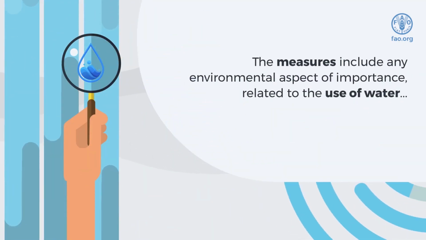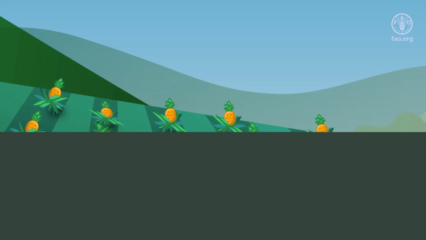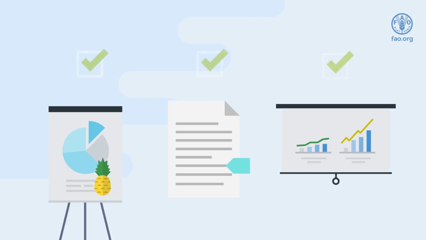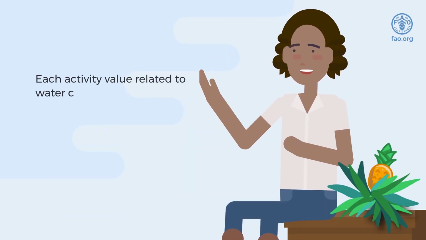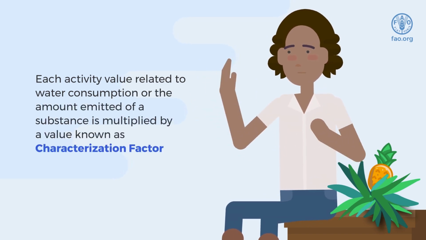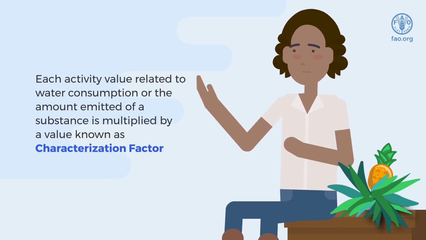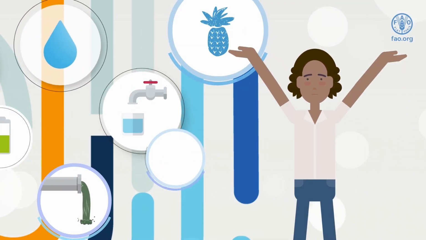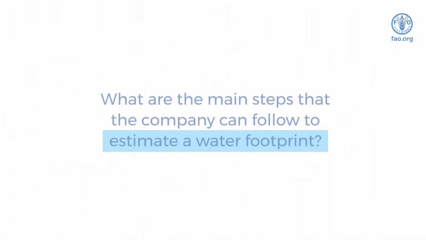The measurements will include any important environmental aspect related to the use of water in pineapple production, both in the field and in the packing house. Each activity value related to water consumption or emitted amounts of substances is multiplied by a characterization factor. The resulting set of data makes up a profile, which is known as the water footprint. So, what are the main steps that the company can take to estimate a water footprint?